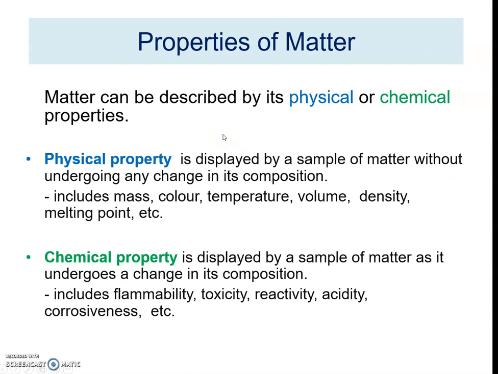Matter can be described by its physical or chemical properties. Let's look into physical properties. It is displayed by a sample of matter without undergoing any change in its composition. This includes mass, color, temperature, volume, density, melting point, and so on. Meanwhile, a chemical property is displayed by a sample of matter as it undergoes a change in its composition. This includes flammability, toxicity, reactivity, acidity, corrosiveness, and so on.